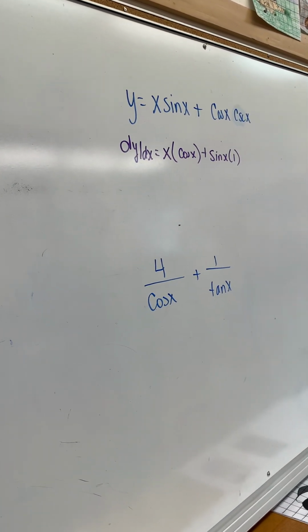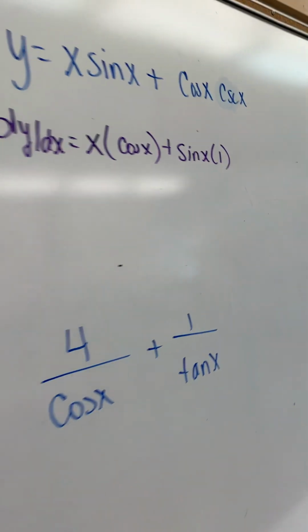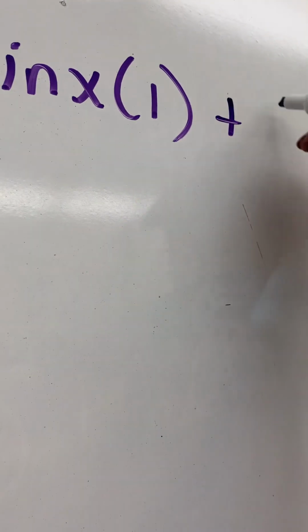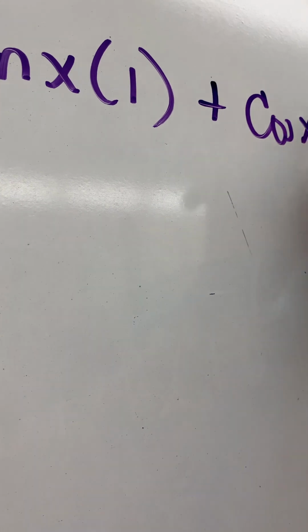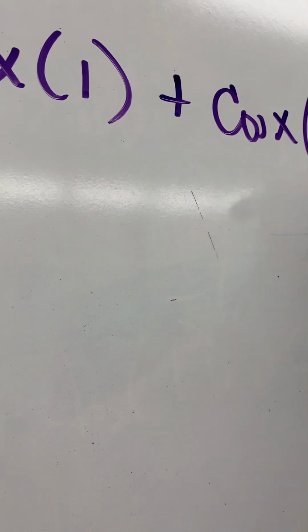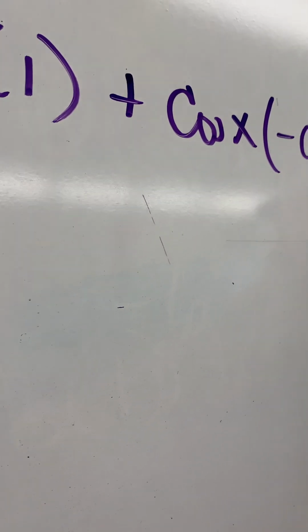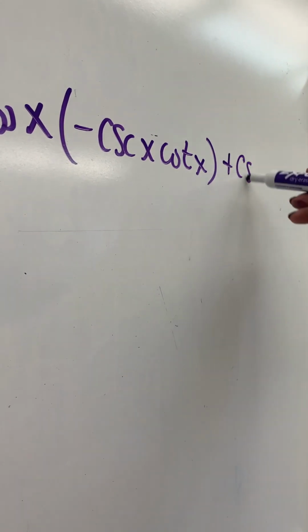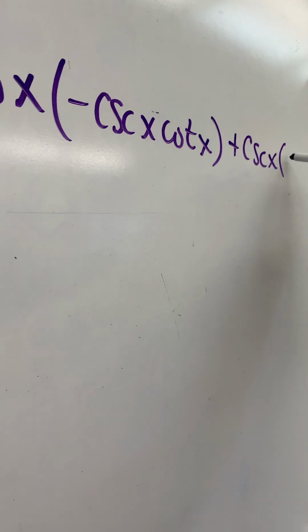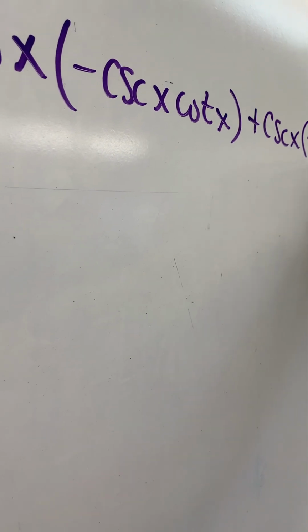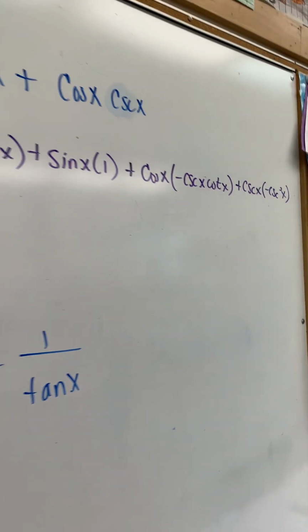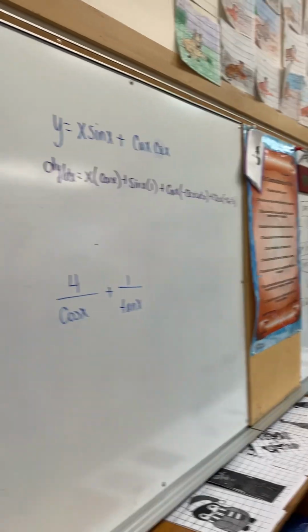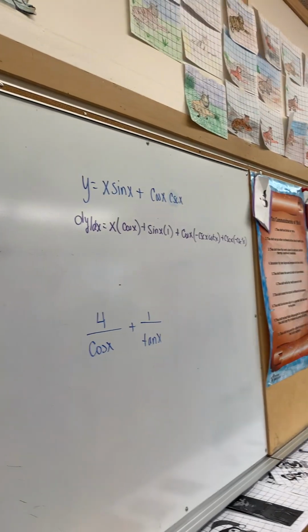Now I'm going to do the same thing with the cosine x cosecant x: the first times the derivative of the second plus the second times the derivative of the first. And for now, I'm just going to leave it because I just want to see you initially taking those derivatives.